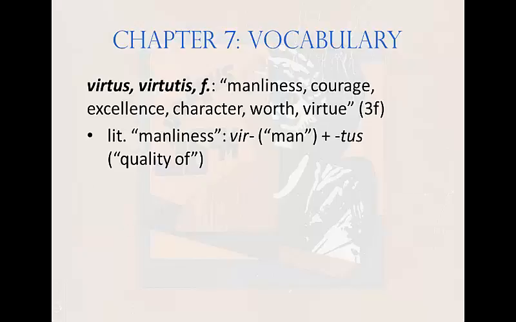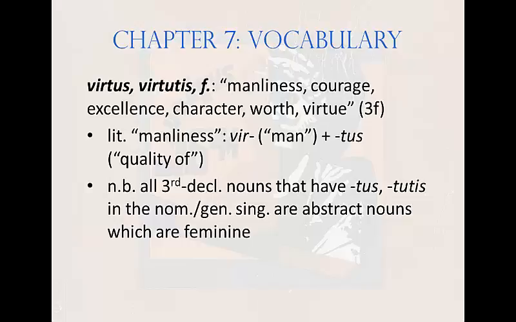But remember, all third-declension nouns which have a nominative in tus and a genitive in tutis are abstract nouns, the vast majority of which are feminine in gender. What greater proof do you need that grammatical gender and natural gender do not always coincide?